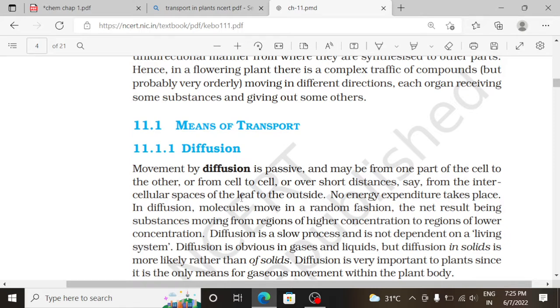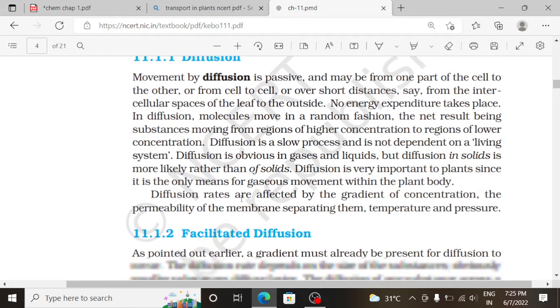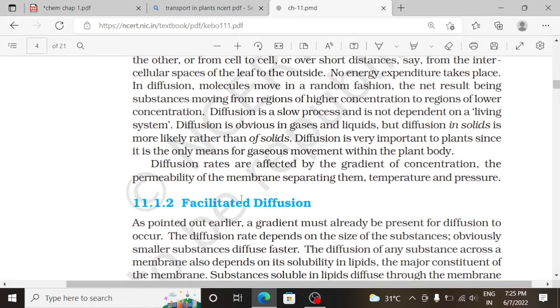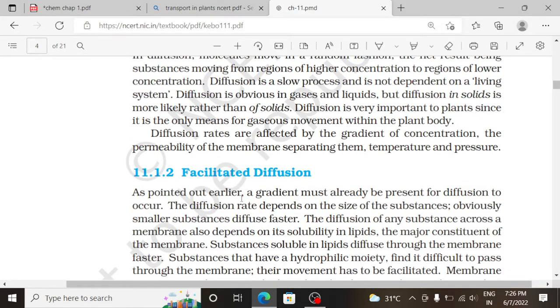In diffusion, molecules move in a random fashion, the net result being substances moving from regions of higher concentration to regions of lower concentration. Diffusion is a slow process and is not dependent on a living system. Diffusion is obvious in gases and liquids, but diffusion in solids is more likely rather than of solids. Diffusion is very important to plants since it is the only means of gaseous movement within the plant body. Diffusion rates are affected by the gradient of concentration, the permeability of the membrane separating them, temperature and pressure.